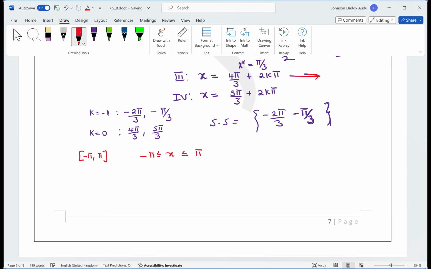So let's take the first one. It means when we are in quadrant 3, you will have minus pi less than or equal to x, take the whole answer, which is 4 pi by 3 plus 2k pi, then less than or equal to pi.